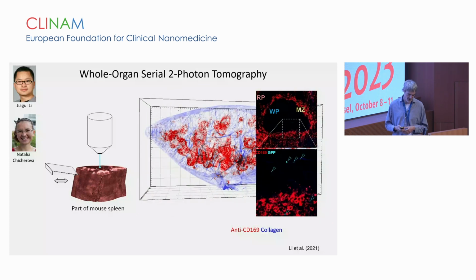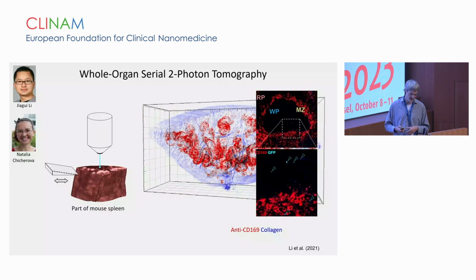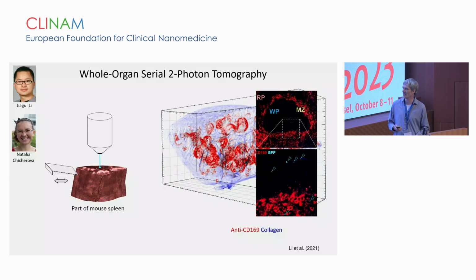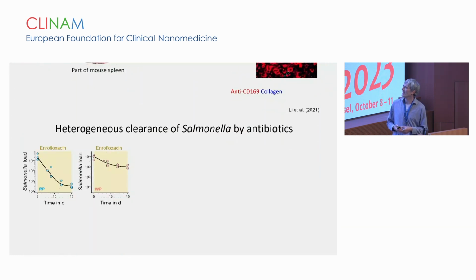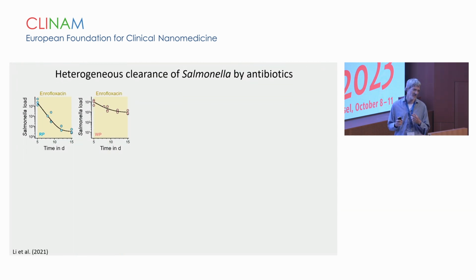And the funny thing is, if we treat infected mice with fluoroquinolone, a commonly used antibiotic, or a cephalosporin, another commonly used antibiotic, what we see is that it's easy to eradicate, or at least clear, most of the bacteria from the one compartment, the red pulp on the left, but it's very difficult to clear them from the white pulp. You see a striking difference, and you have these survivors that you cannot get rid of, and they will cause a relapse after treatment termination.